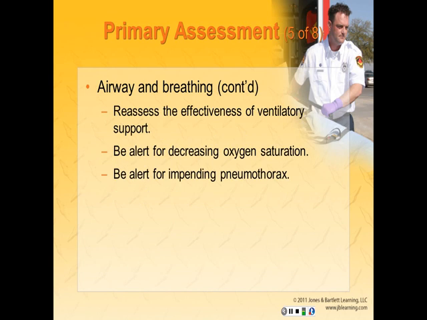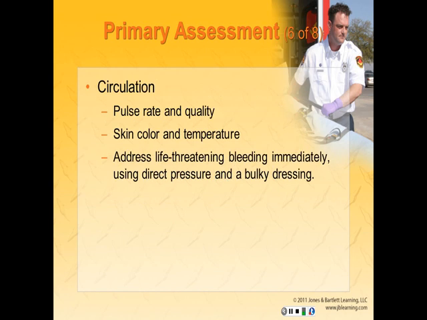Continue to auscultate breath sounds and reassess the effectiveness of ventilatory support, and be alert for decreasing oxygen saturations. This can lead to hypoxia, and you should be alert for impending pneumothorax, for example, increasingly poor compliance during ventilation. Assess circulation. You assess the pulse and determine whether it is present and adequate. If the pulse is too fast or too slow, or if the skin is pale, cool, or clammy, consider your patient to be in shock. Address life-threatening bleeding immediately using direct pressure and a bulky trauma dressing.